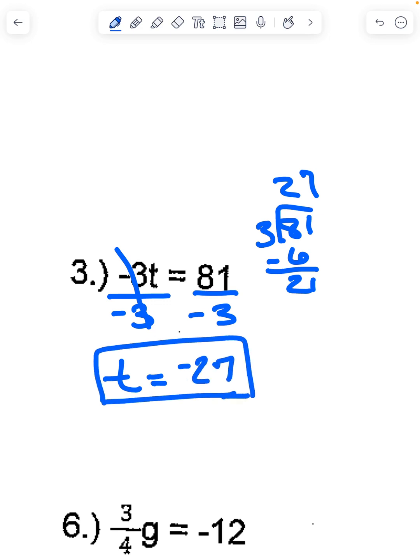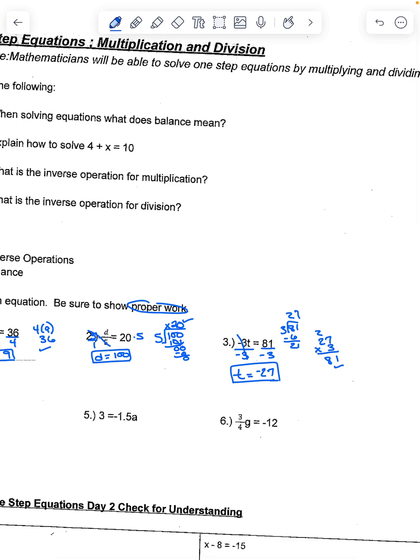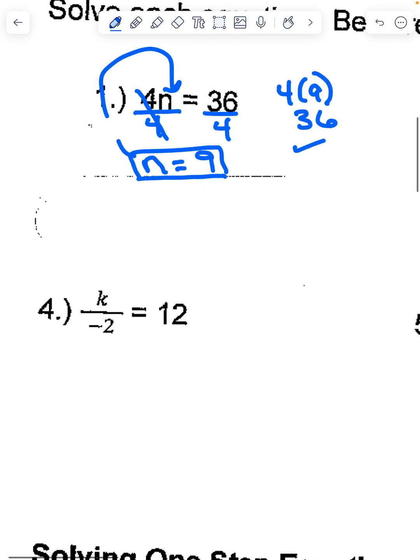Watch your signs today. Now we're going to put in a negative 27 back in for t. So a negative 27 times a negative 3 would be a positive 81. Again, you are showing me all of your work today. Okay, when I do collect this, if you don't have work shown, I'm going to give it right back to you.